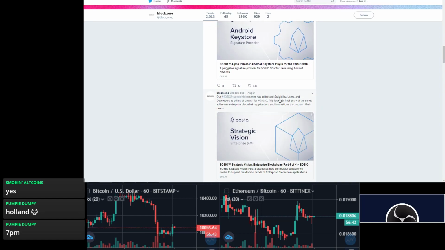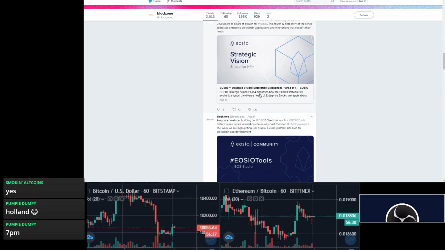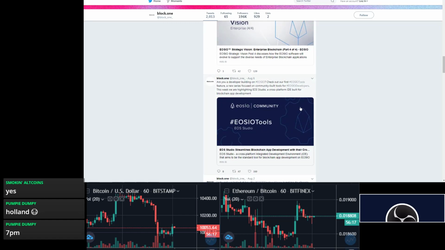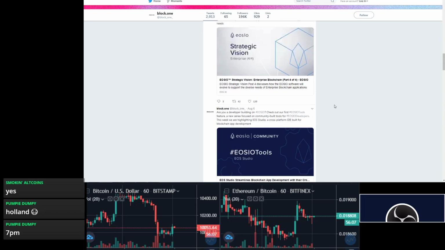Strategic vision, the fourth and final entry of a series of addresses on applications and innovation to support their needs. So it's still under implementation if they're having strategy part 4 of 4. Developer building: check out our first tool feature, community built for developers. So we are moving into it on August the 6th, but if the first tool sets are just now out, it's likely spring before we're getting something launched from a pro team that is really developing something deep.